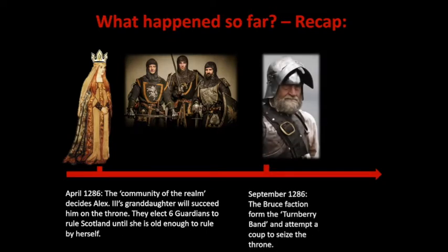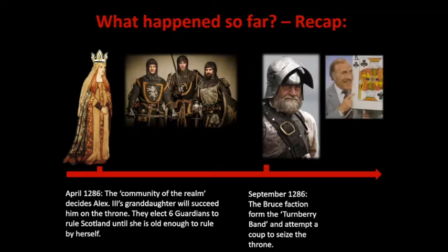The Bruce faction took umbrage at this, and they decided to launch a coup, or an armed rebellion, against the control of the guardians. Now this old lad, Bruce, the 5th Earl of Carrick, decides to make his move and start a power play to take the throne. He formed something called the Turnberry Band, which is a loose network of nobles down in southwest Scotland, including one of the guardians, the Baron of Renfrew, and they try to gather an army in order to seize the throne.